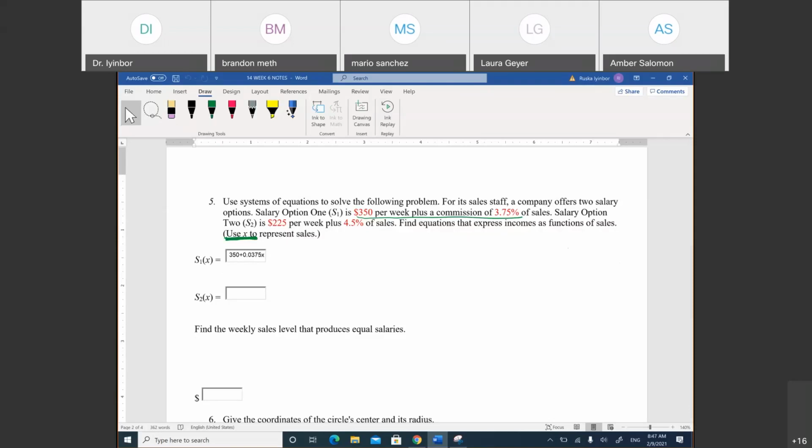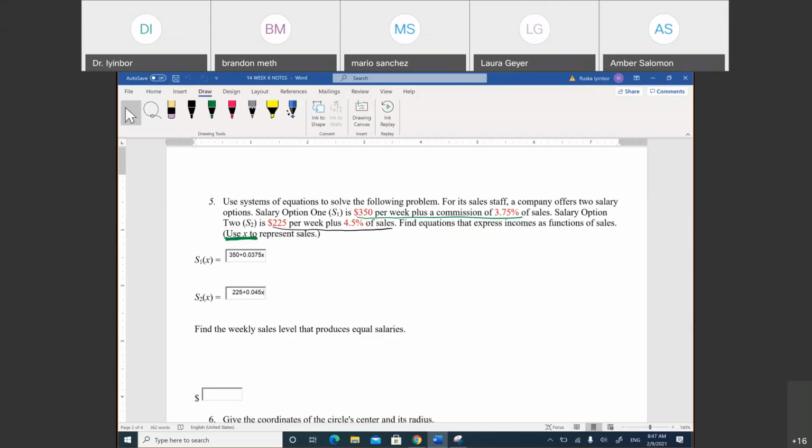So in this equation, I can calculate what is my commission, what is my check, right? At the end of the week, how much I'm going to get. And then you do the same with the second salary option, right? This is per week plus 4.5%. And again, don't forget 4.5, change it to decimal, right? So the equation for option 2 is going to be what? 225 plus 0.045x. Okay?